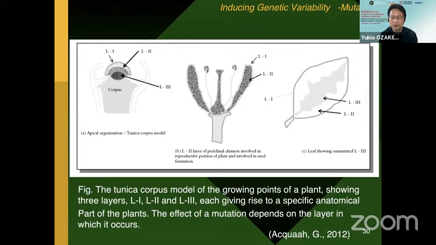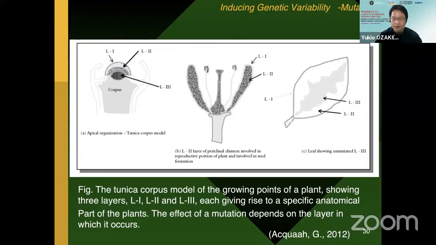Each layer of the tunica corpus gives rise to specific anatomical regions of the plant body. L1 is the first or outer layer of the tunica. It contributes to the epidermis in all organs. In dicots, this layer is colorless, and hence an L1 mutation is invisible. In monocots, it gives rise to a strip along the leaf margin.